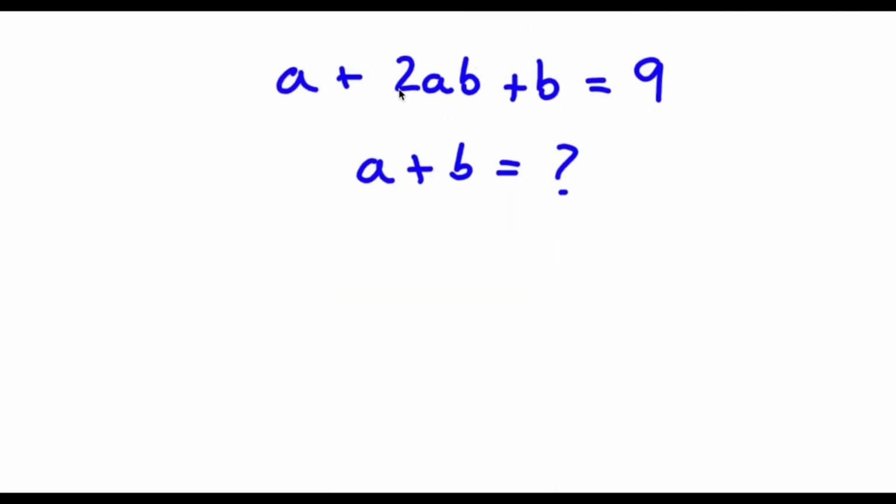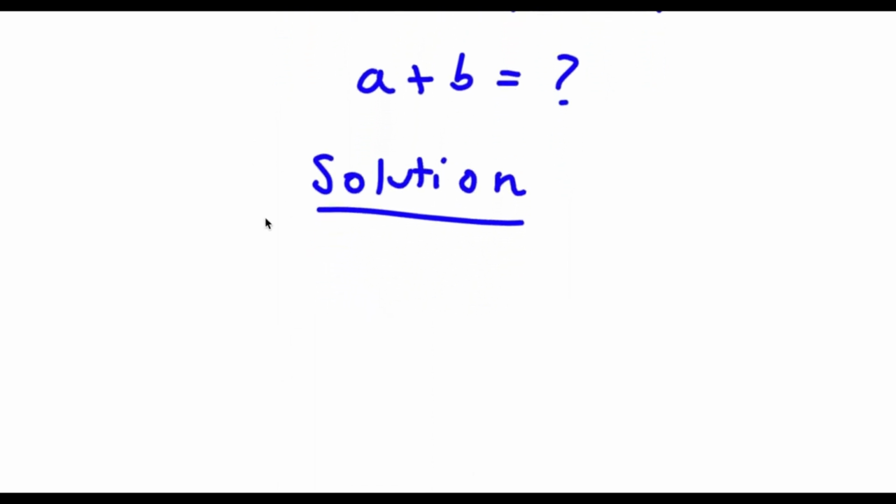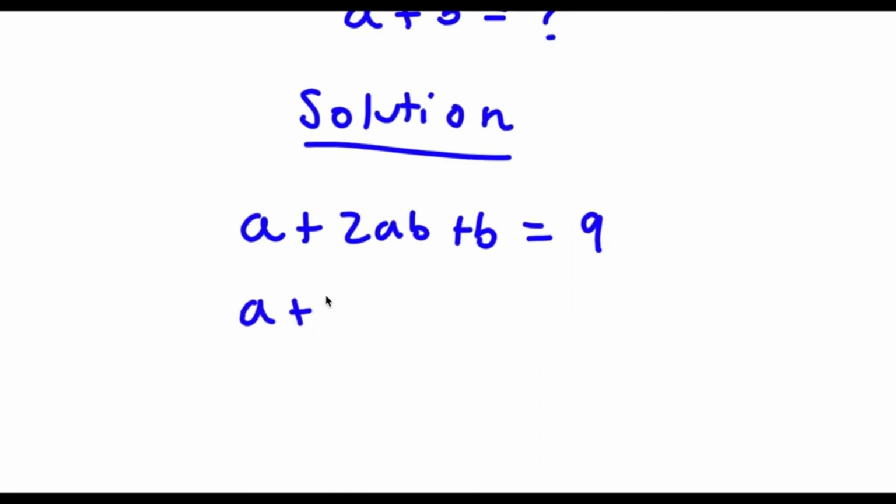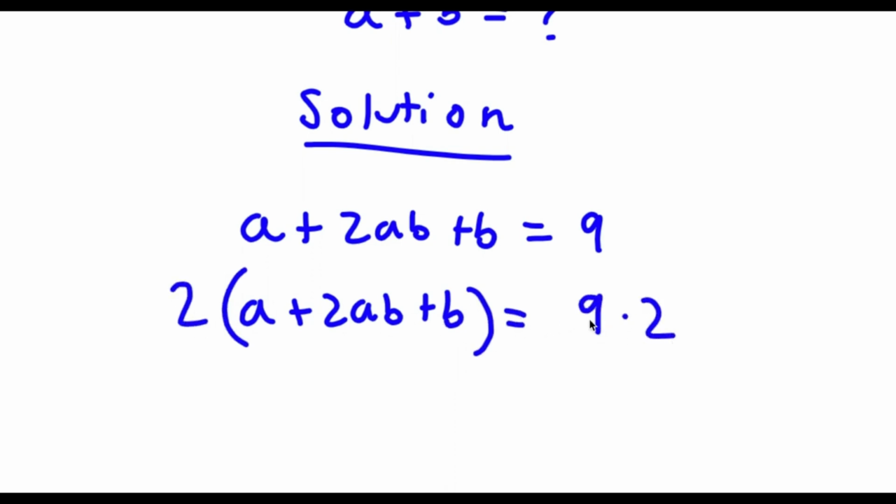Alright, so I have a plus 2ab plus b is equal to 9. I want to find the value of a plus b. So, for my solution, first start with a plus 2ab plus b is equal to 9. Now, I'm actually going to multiply both sides by 2. So now I have 2 times a plus 2ab plus b is equal to 9 times 2.